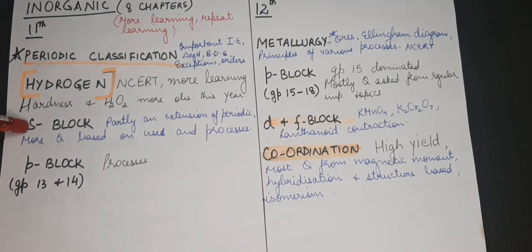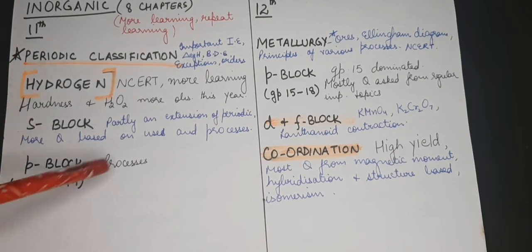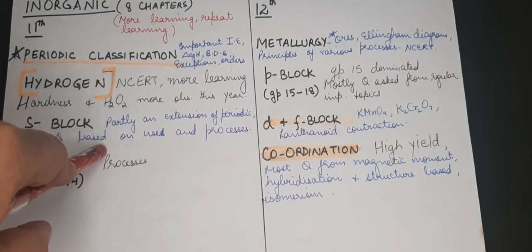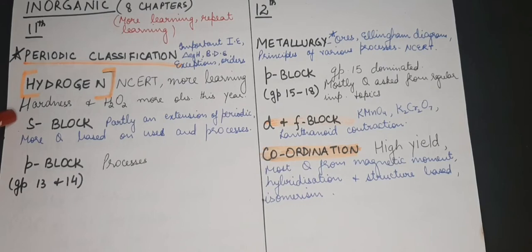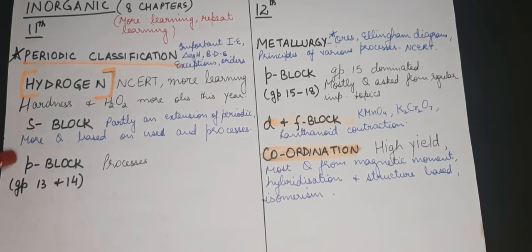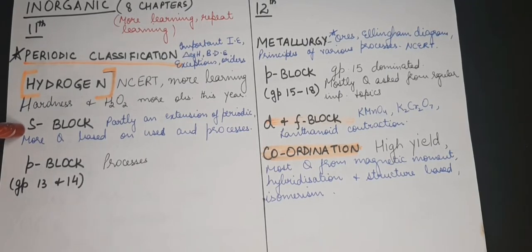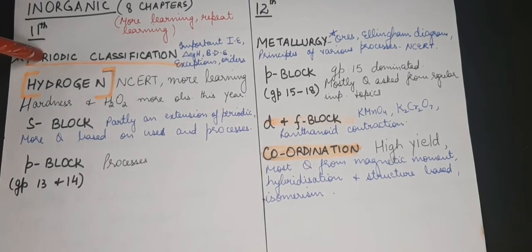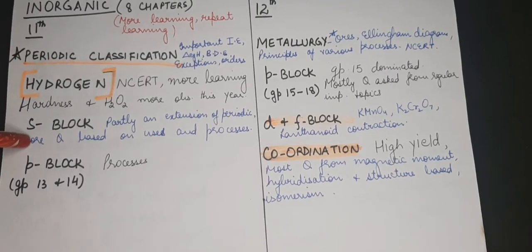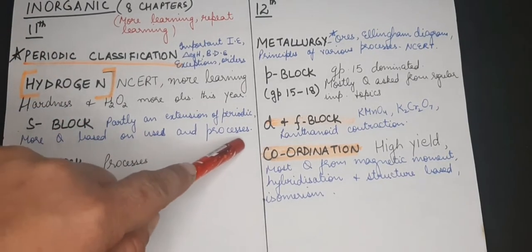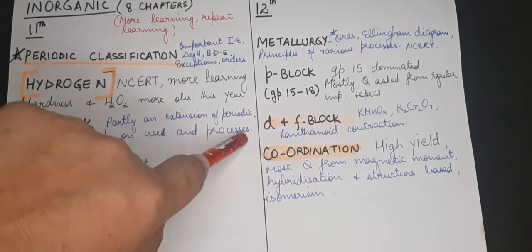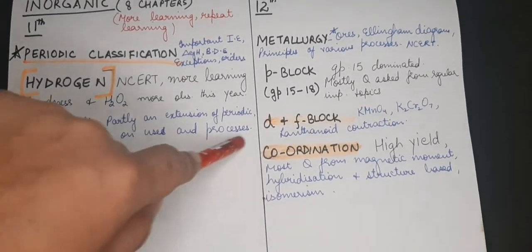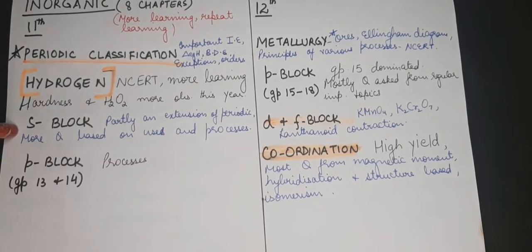Now for the S block this year, more questions have been observed based on uses related to S block and processes. Fine, this is partly an extension of periodic. All the concept based questions here are covered in periodic as well. Topics like diagonal relationship, anomalous properties are a part of periodic as well. Then there are topics like uses, which are given at the end of the chapter in the form of different compounds. So I would suggest go through that. This is purely learning based. Go through NCERT, but it is important.